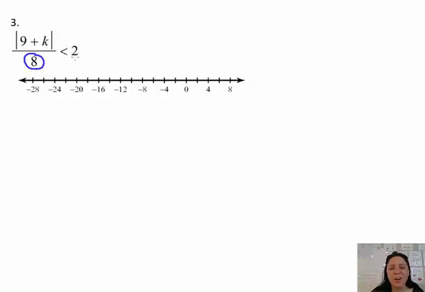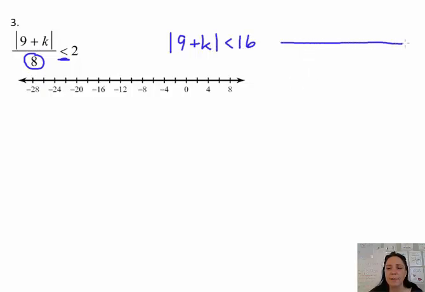It's a positive number, so it's not going to affect my inequality sign here. I'm just going to do that multiplication. I get the absolute value of 9 plus k is less than 16. If I look at my handy-dandy little figuring out number line with 0, and my absolute value is less than 16, so it's within 16 of 0. 16 away from 0 can be found at positive and negative 16.